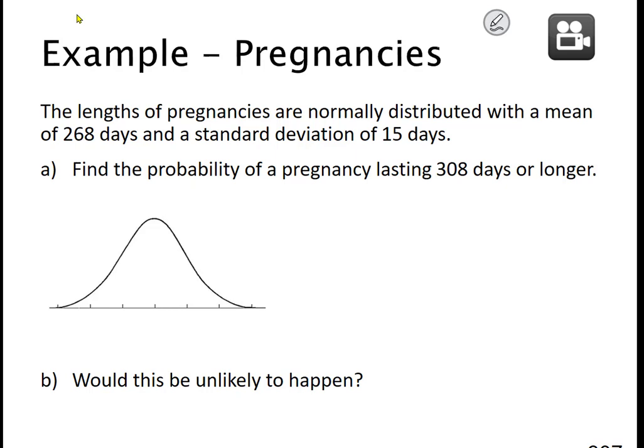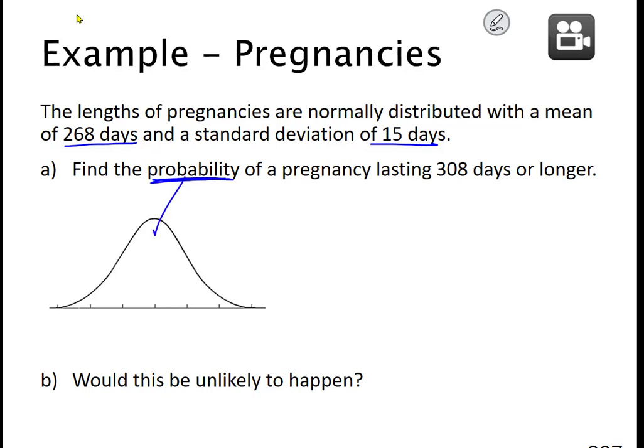Here are some more examples that I challenge you to do first by pausing and then come back to see if you did them right. The lengths of pregnancies are normally distributed with a mean of 268 days and a standard deviation of 15 days. Part A says to find the probability of a pregnancy lasting 308 days or longer. So we're finding the probability.